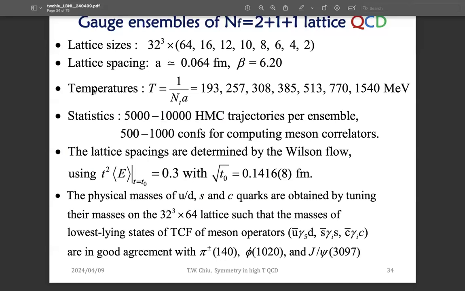With these parameters, the masses of the u/d, s, and c charm quarks are obtained by tuning the bare masses, such that the lowest-lying state of the correlation functions of these meson operators is in good agreement with the pion, phi, and J/psi. They are satisfied simultaneously, not just tuned one by one. The three of them are tuned together, so it's not an easy job.